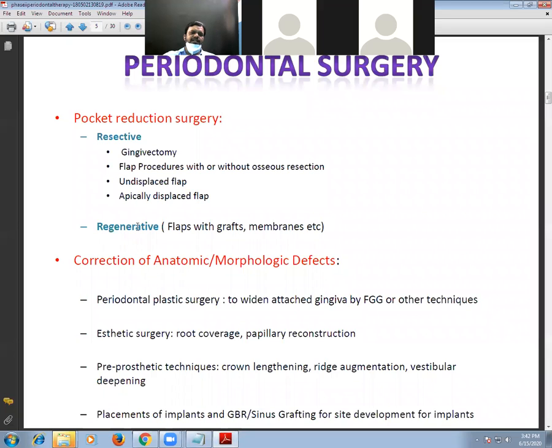Second one is regenerative therapy. In regenerative therapy, we usually use flap surgery with or without bone grafts and with various types of GTR membranes.